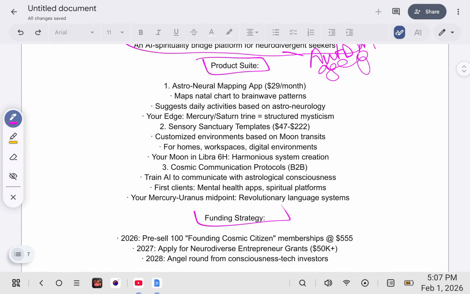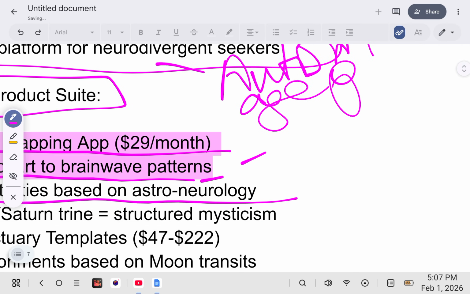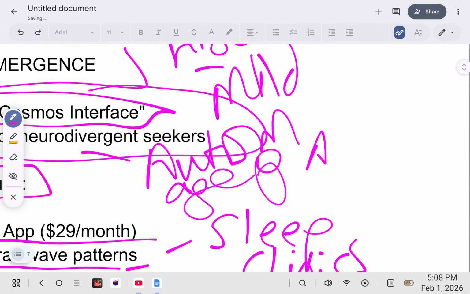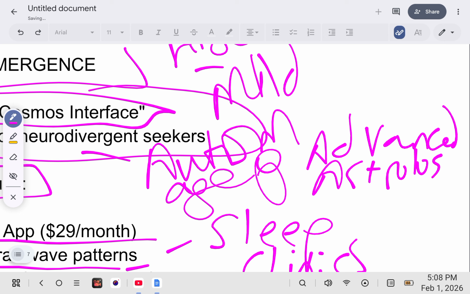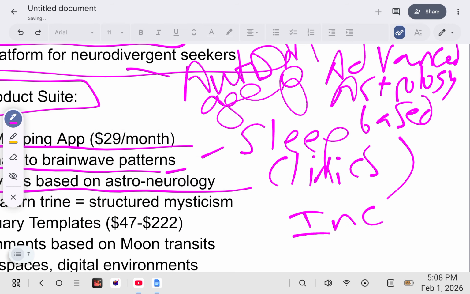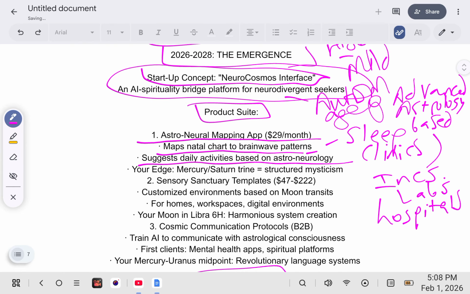So, the product suite would involve Astro Neural Mapping, being an app for $29 a month, map natal charts to brainwave patterns, suggest daily activities based on astroneurology, and we can do this via sleep clinics. Like, dude, nobody's ever done this. Nobody in their fucking lives. All these things that we can build based on astrology, it's insane.